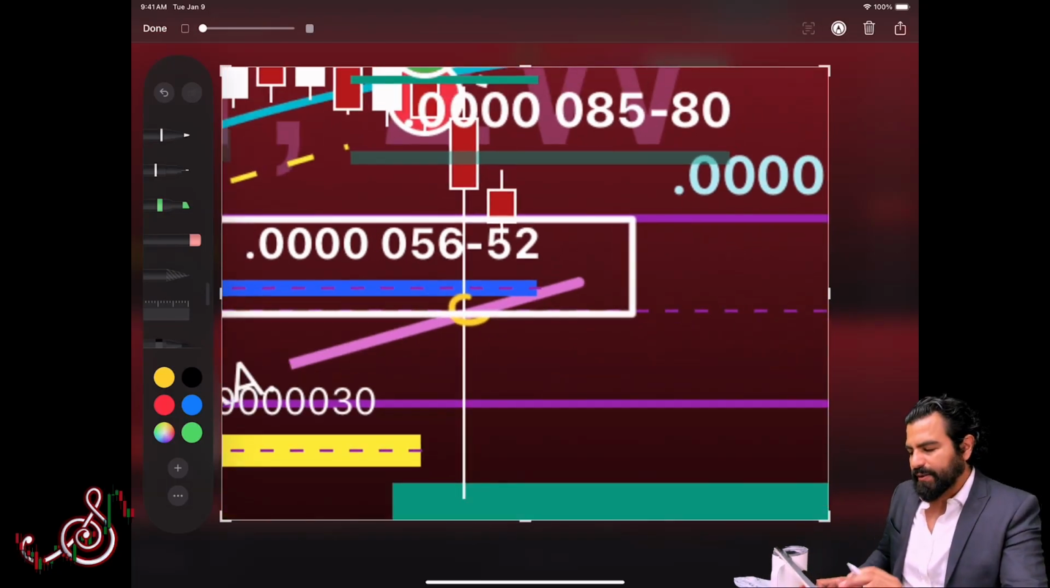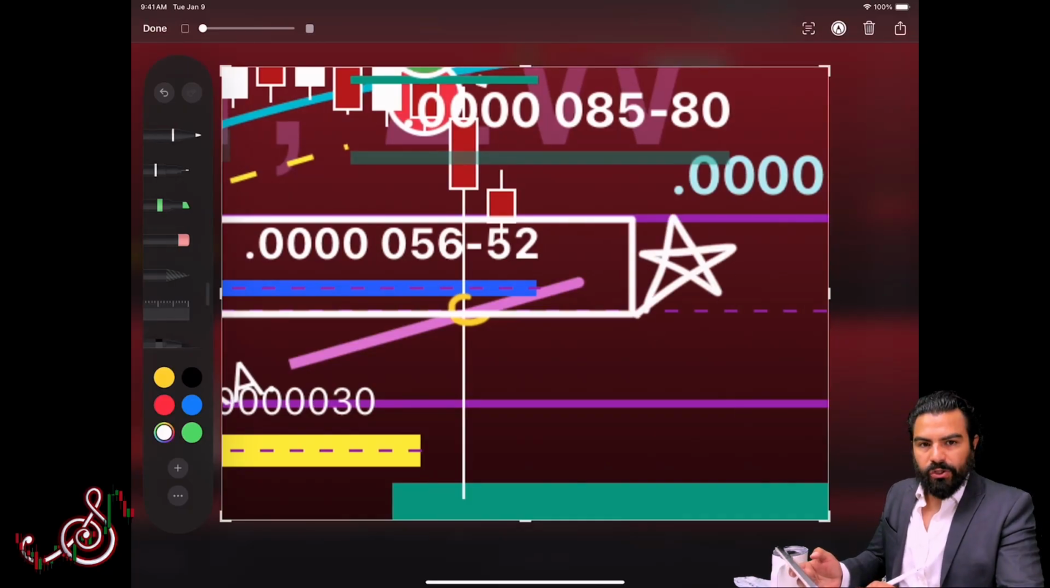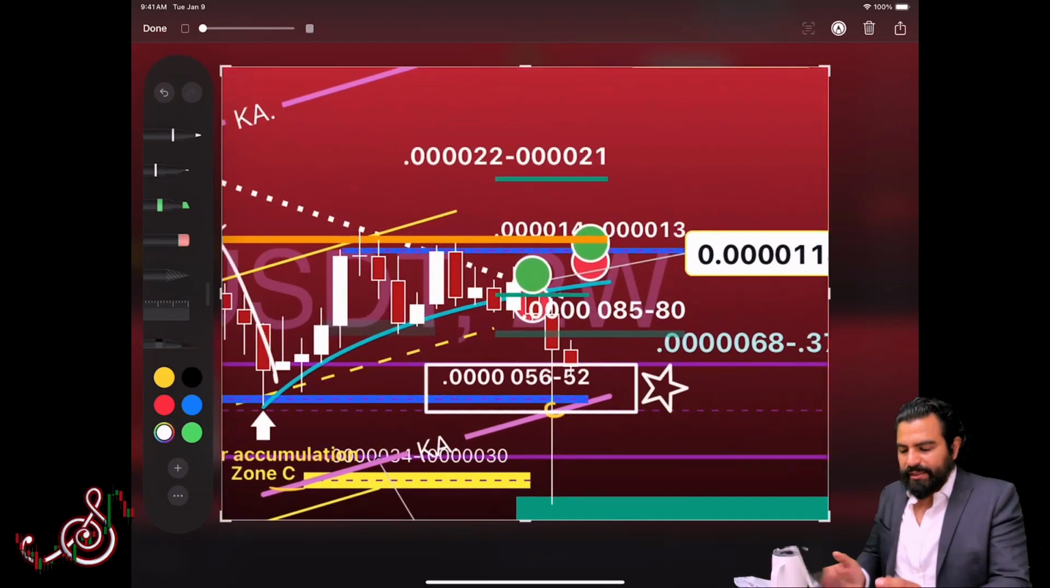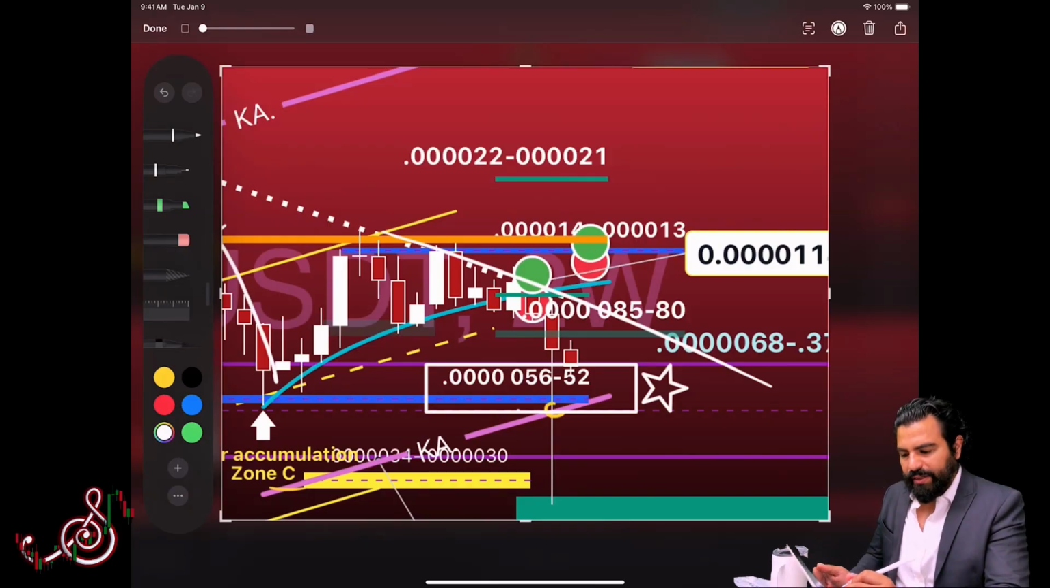Okay, that one, 0.0000056. In my opinion, PEPE is being absorbed by the large players at that area. And that means that we need confirmation of health. If I get above this line, which is already there, right? There's my star, that's already my green dot. That marker just moves down.